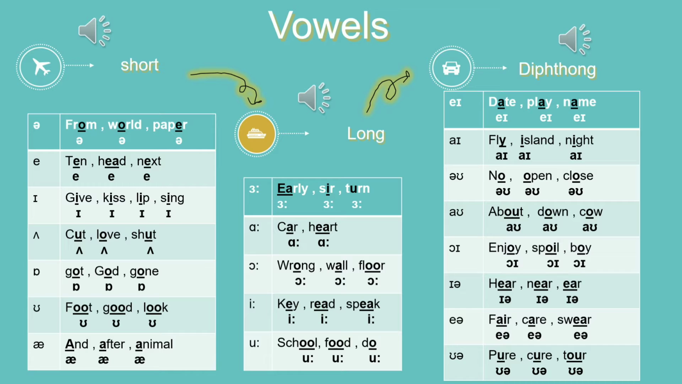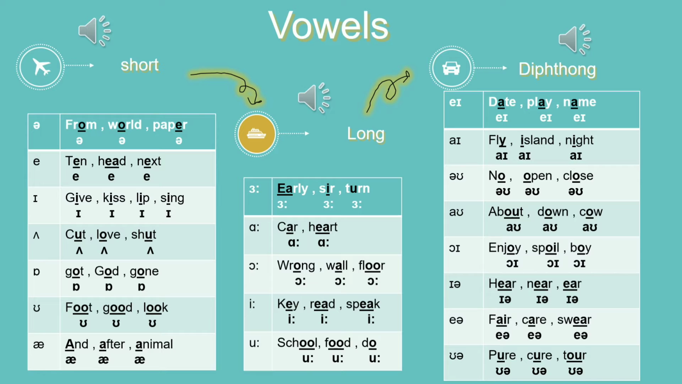Vowels. Vowels are in three parts. Number 1, short. Number 2, long. Number 3, diphthong. Number 1 is short. The symbol is ə. Example: firm, word, paper.